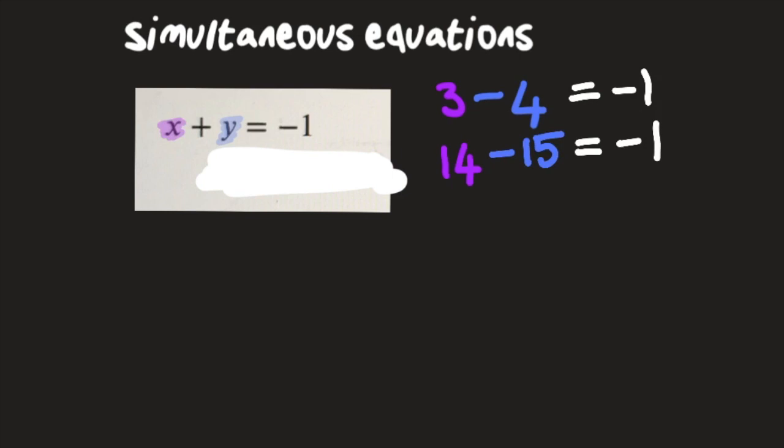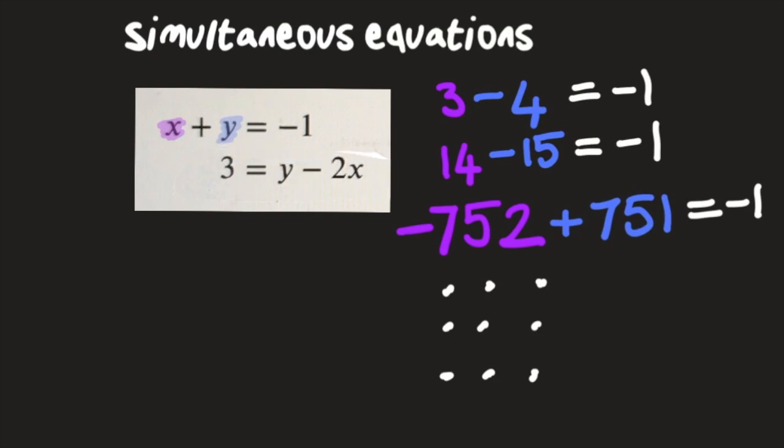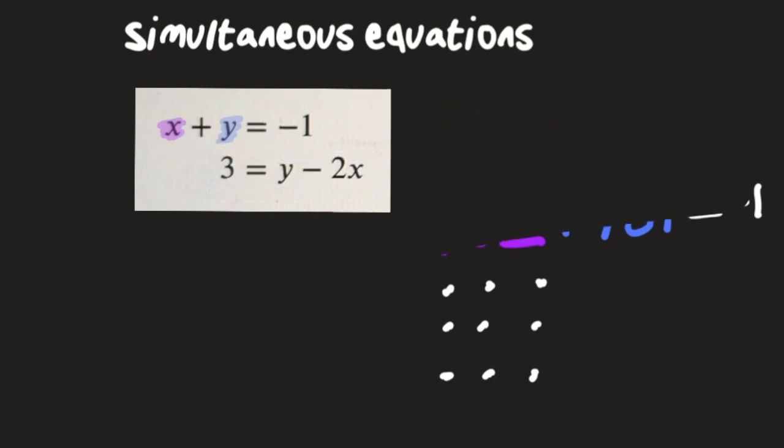How about we say that x is equal to 752. Actually, let's even make it negative. So that means that y would have to be 751 in order for us to get to negative 1. Now we could go on like this forever and ever. The number of solutions are infinite to make that work. However, we don't want that. We would like to know the exact value that x and y are going to be in this situation.